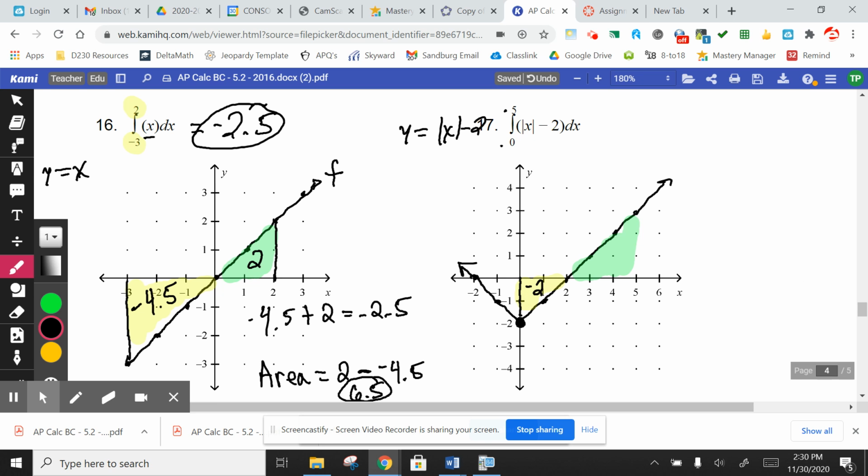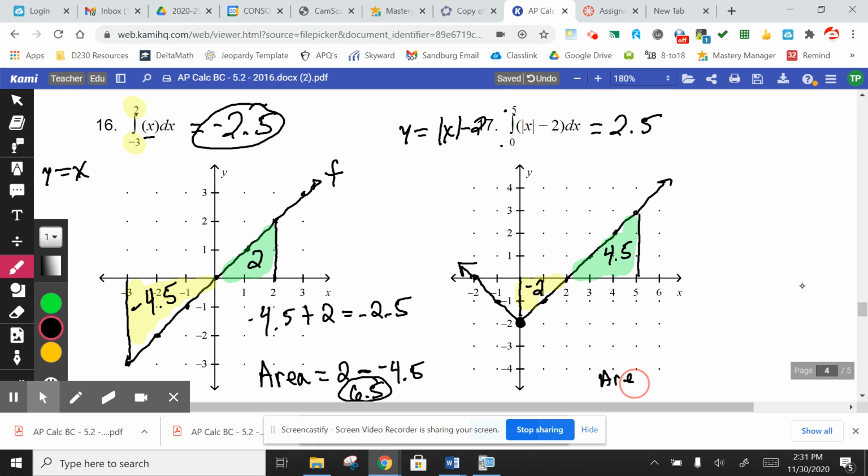Underneath the x-axis means we assign a negative value to it. If we do the green triangle, it has a base of 3 and a height of 3. So that's 9. Half of 9 is 4.5. We're again looking for the value. So we're just going to add these guys up. That should now give us a positive 2.5.